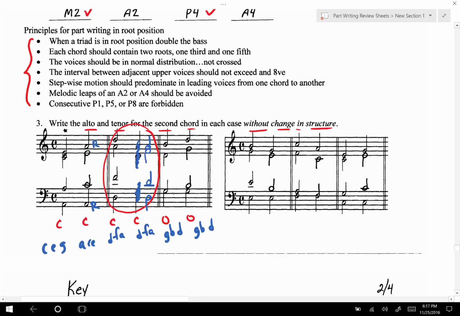In the third measure, we have GBD in open structure. Second chord, I've changed it. I have not kept it static. And there you have it.